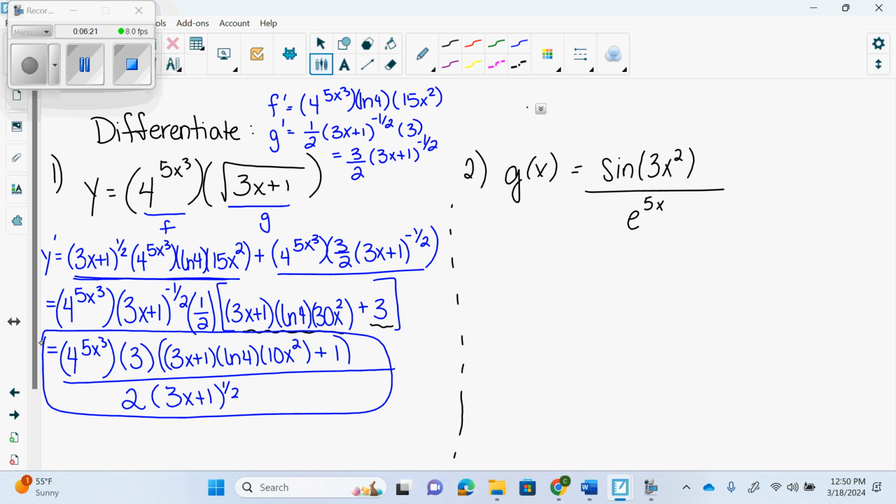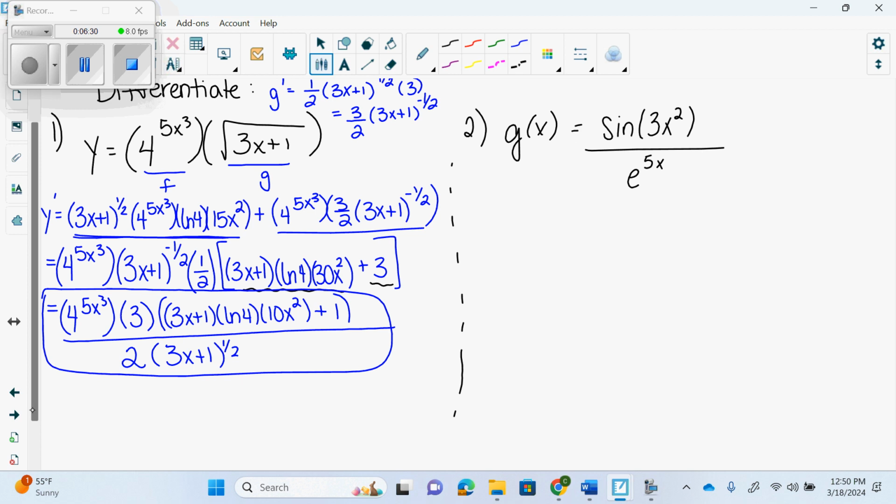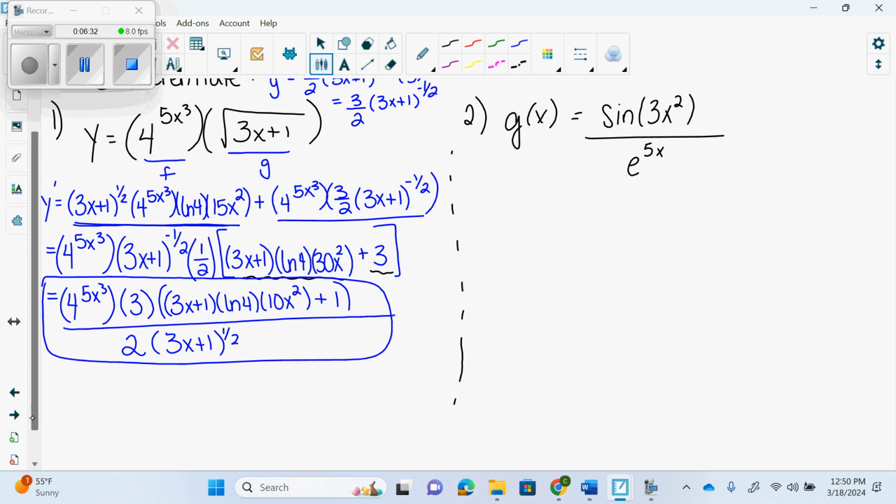So what do you put? Number 2. Number 2 is a quotient rule. So F, G. What's the derivative of sine? Cos. 3x squared times what? 6x. Okay, what about G prime?